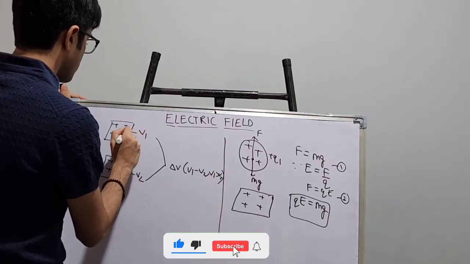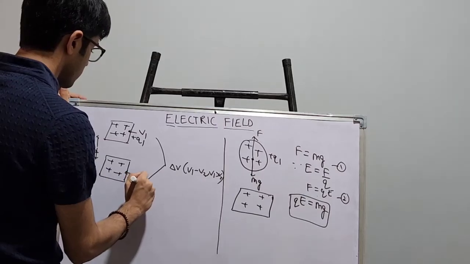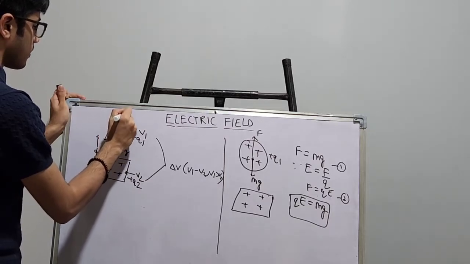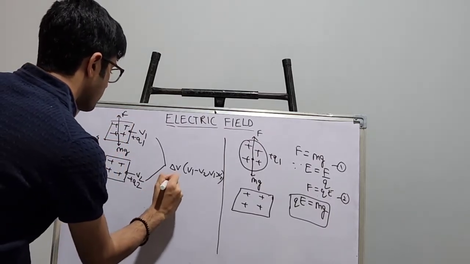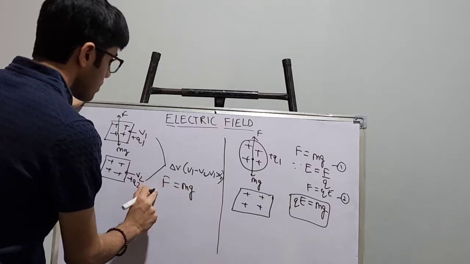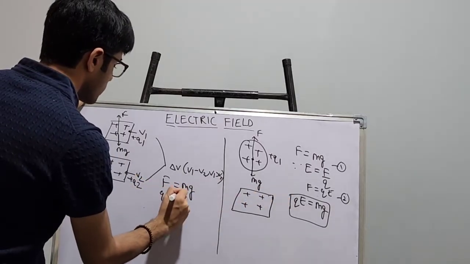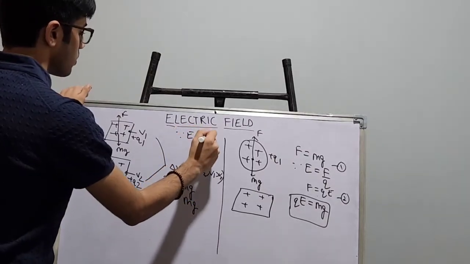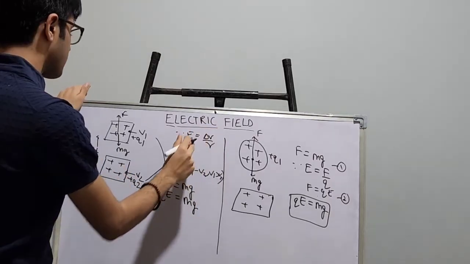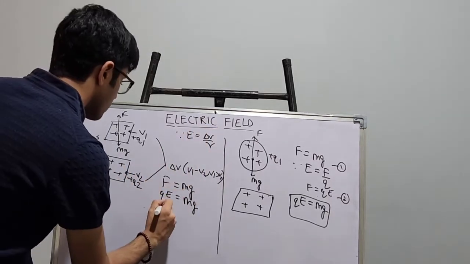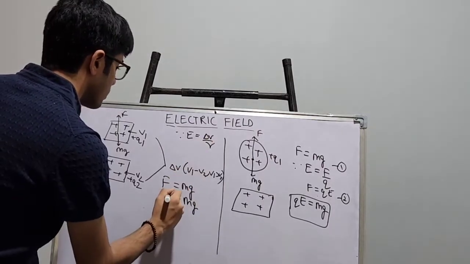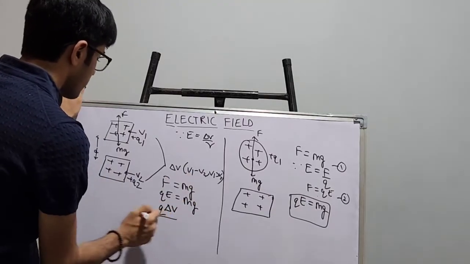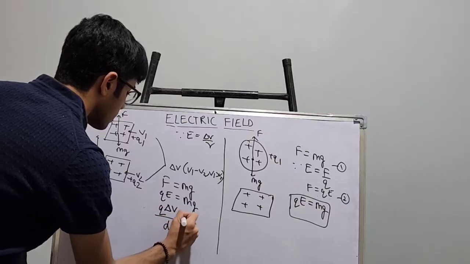So this is plus Q1, this is plus Q2, this is falling, so mg would be acting downwards, and again a force F would be acting upwards. Same thing would happen here. F is equal to mg, F is nothing but QE, so QE is equal to mg, and now we know that electric field is equal to potential difference upon d. We can neglect the minus sign here, so from this we can replace that QE is the potential difference delta V, which is V1 minus V2, divided by the distance, which is d, is equal to mg.